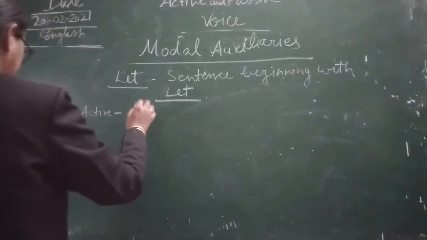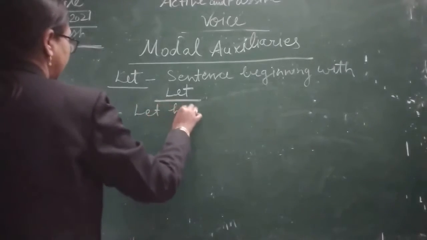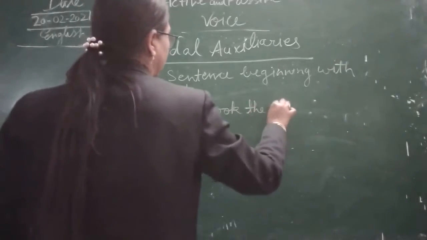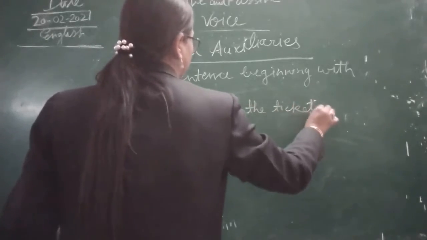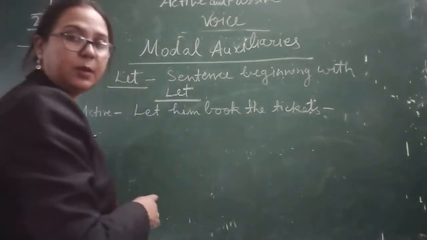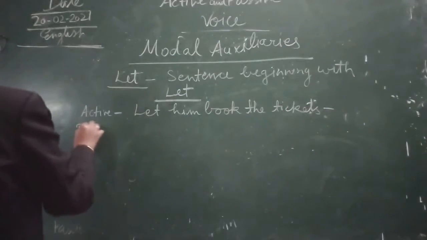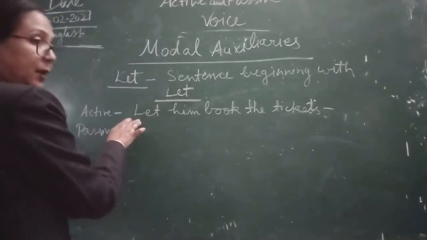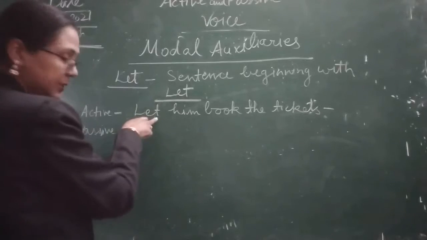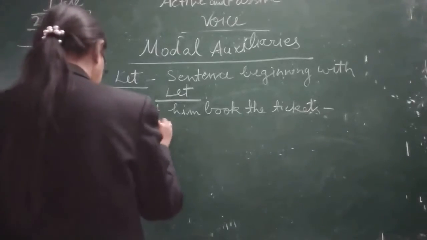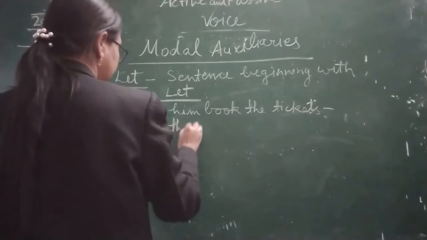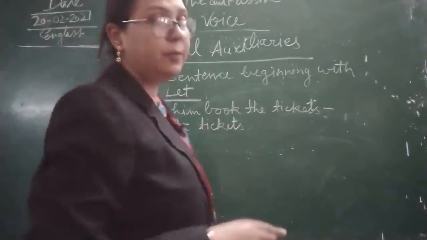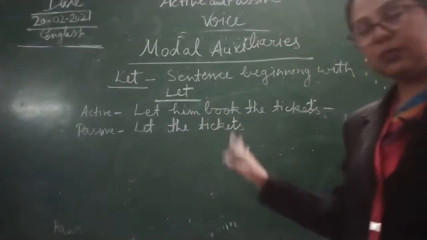If it is written, let him book the tickets. Okay, now this is active voice. So how will we convert it into passive voice? In passive voice, let will remain the same. We are going to retain the same let over here. Let the tickets, because we retain let in the passive voice also.